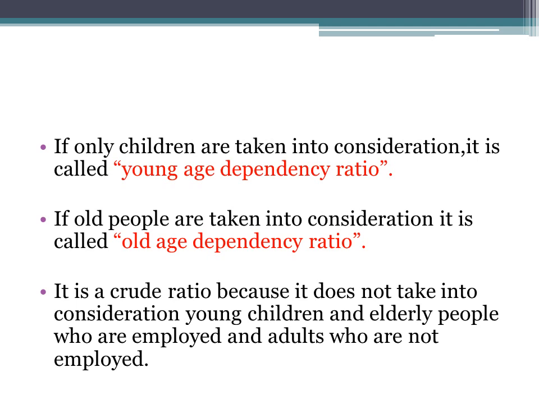Now, this dependency ratio is a crude ratio because the denominator does not consider the children who are young and employed, the elderly people who are still in their employment, and those adults who are not employed. So we can say the dependency ratio is a crude ratio.